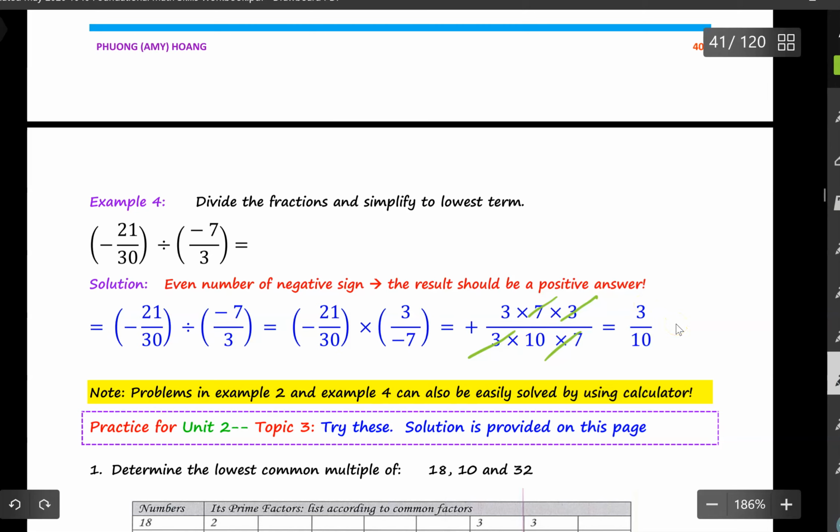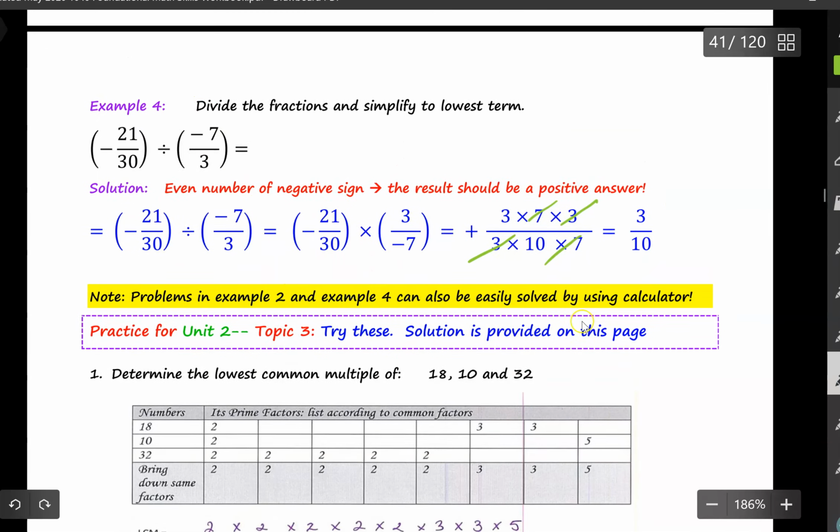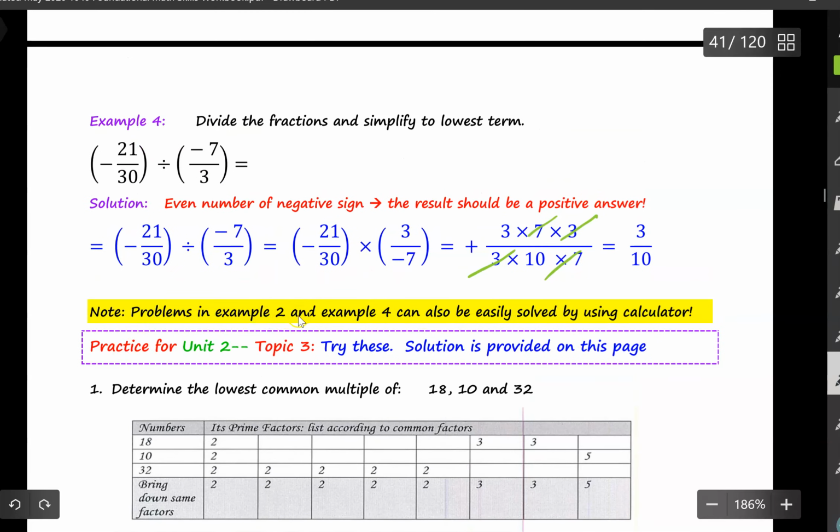Okay, so again, if you don't need to go through all of this stuff, you can just go ahead and use your calculator. Okay, so no problem, in example 2 and example 4 can also be easily solved by using a calculator. So it's a good idea to try to key this into your calculator to see if you get 3/10 as the final result. Okay, so try to perform the operation with the negative as well. Okay, so for -21/30, register that -1 with the 21.